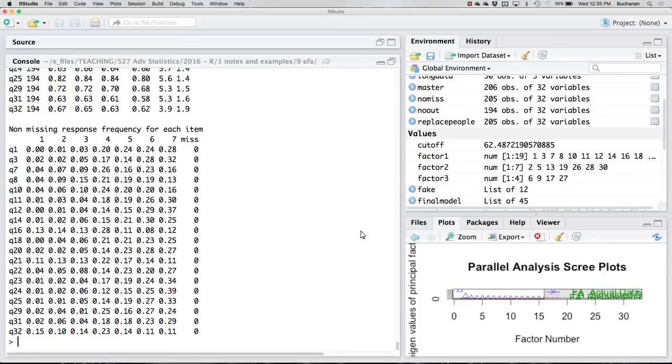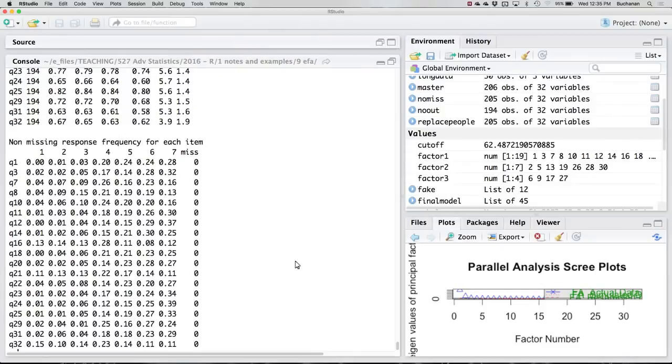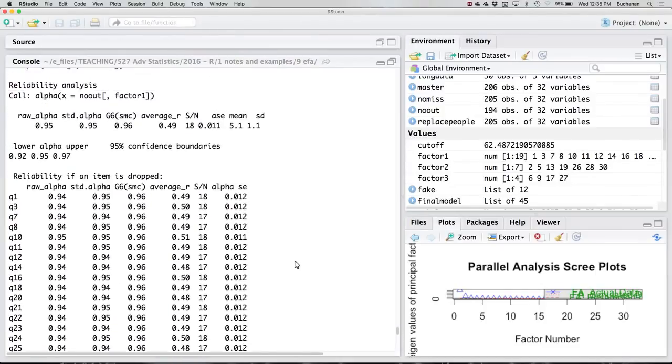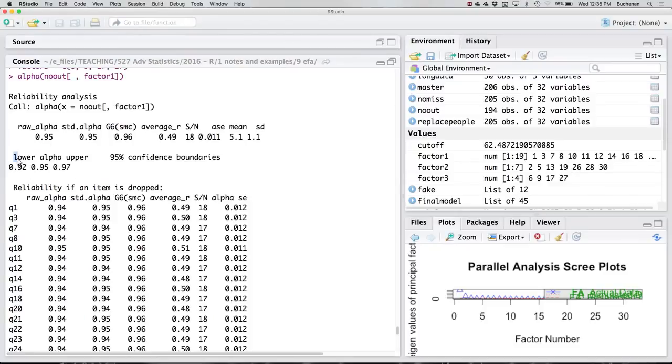Okay. It gives you so much output. I don't understand this. So much output. Just give me a number, right? Instead it gives you a ton of numbers. What you're looking for here is raw alpha. So the reliability for the first one is 0.95. Anything over 0.7, 0.8 is good. 0.95 is really good. So that first factor is pretty reliable.